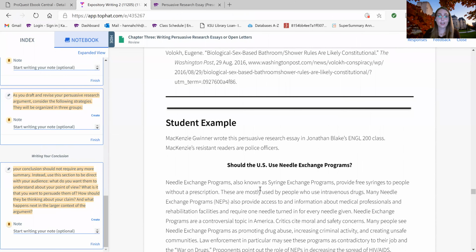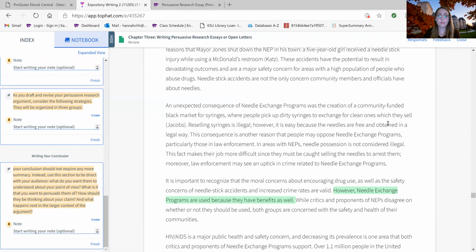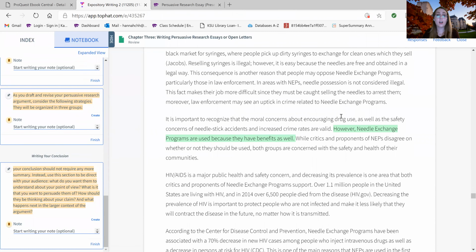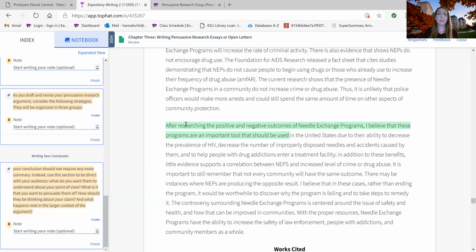Whereas in the essay, "Should the US use needle exchange programs," this is a delayed thesis essay. You will see they do have a common ground paragraph also. "However, needle exchange programs are used because they have benefits as well." So they do acknowledge the merits of the resistant audience's stance, and they transition into their stance, but you see they don't present their thesis yet, but they do include that common ground paragraph. And then at the end, in their conclusion, they state their delayed thesis.